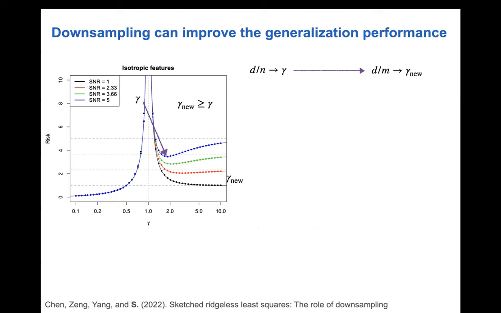Okay, so as we have just mentioned, if you use random sketching to sketch the data set, what really changes is the effective sample size from N to M. In terms of risk, what really changes is that you're moving your aspect ratio gamma to a new aspect ratio gamma nu, which is larger than the original one. Now let's look at two cases. For example, when gamma is around one and the signal to noise ratio, SNR, is larger than one, then you can find an M star, which is smaller than the sample size N, which achieves the minimum risk, corresponding to the purple arrow I have here.